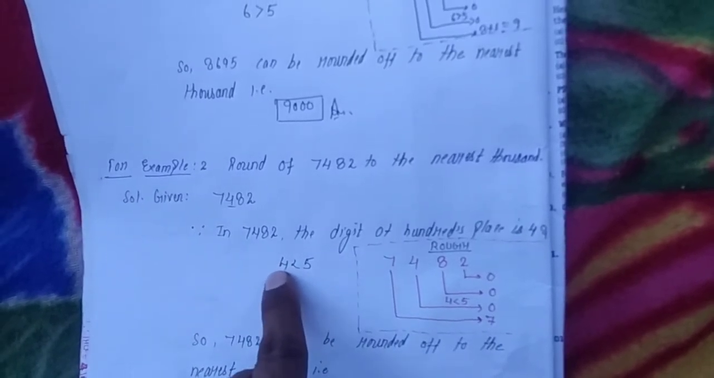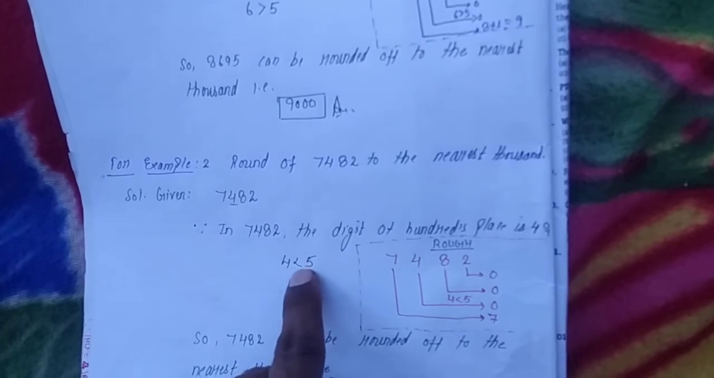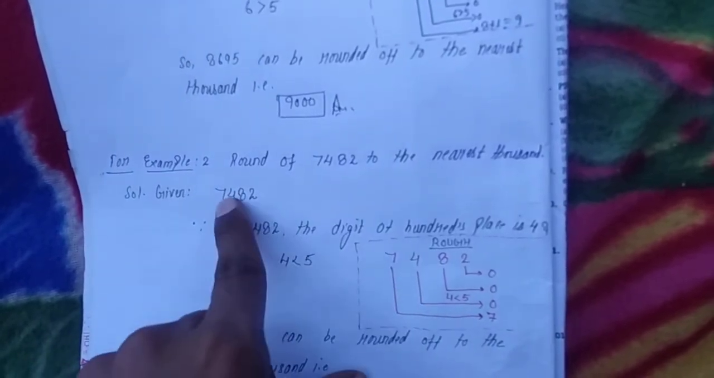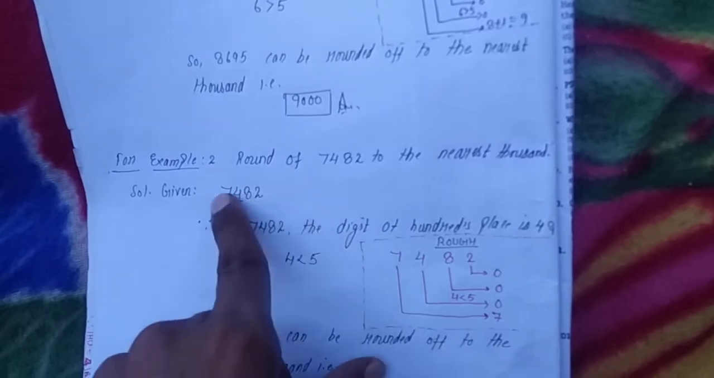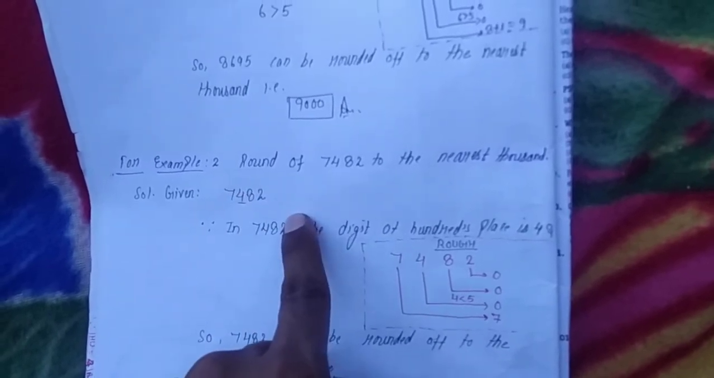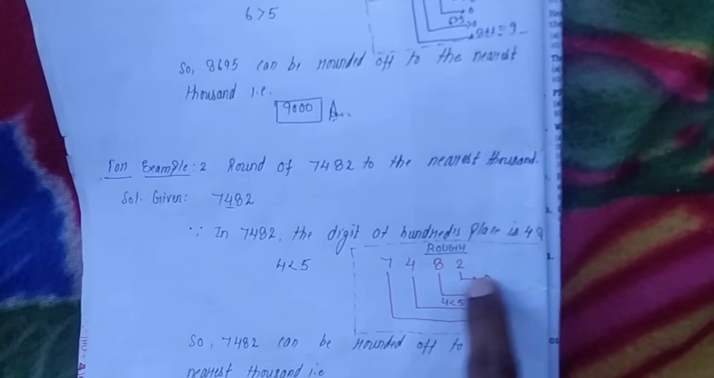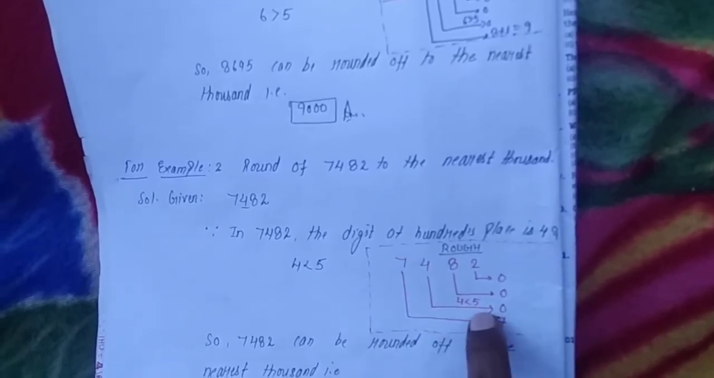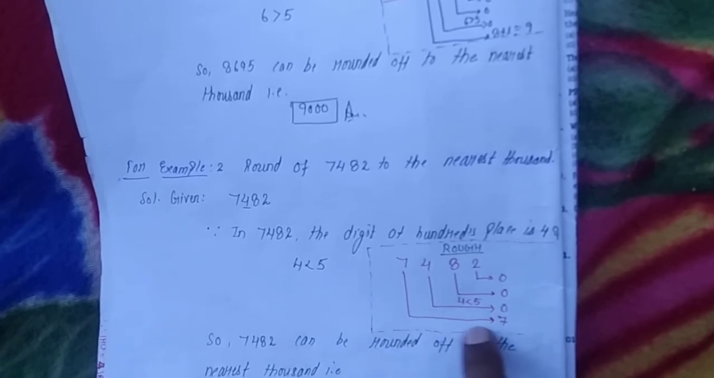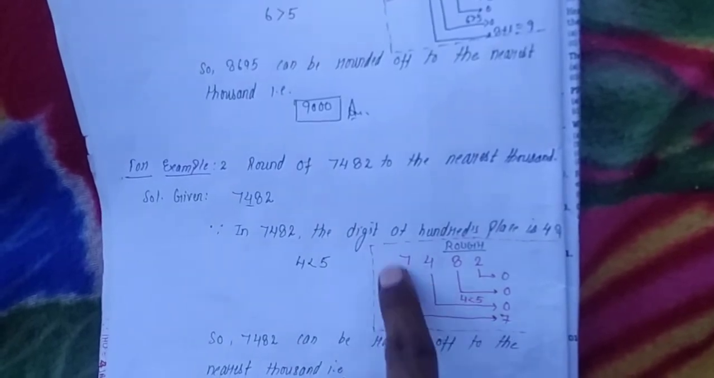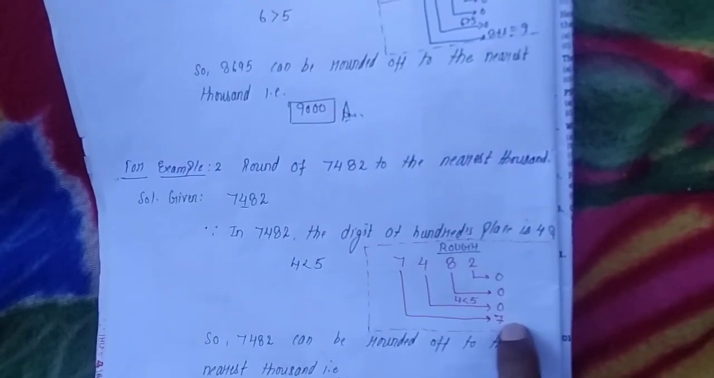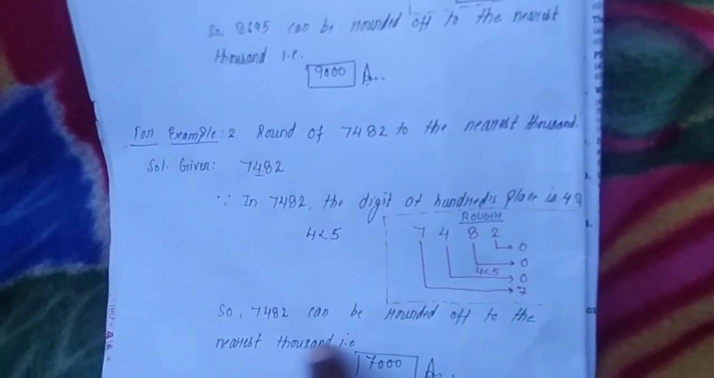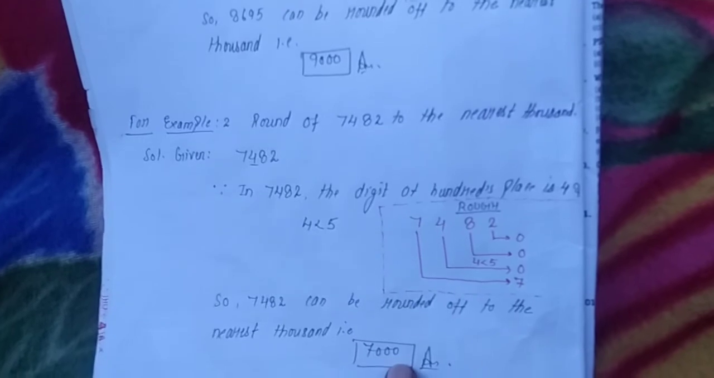Since 4 is less than 5, 7 will not change, it will remain the same, and the rest of the digits to the right of the 7 will convert into zeros. See here, 2 converted to 0, 8 converted to 0, 4 is less than 5 so it converts to 0, and 7 will remain the same. So 7482 rounded off to the nearest 1000 is 7000.